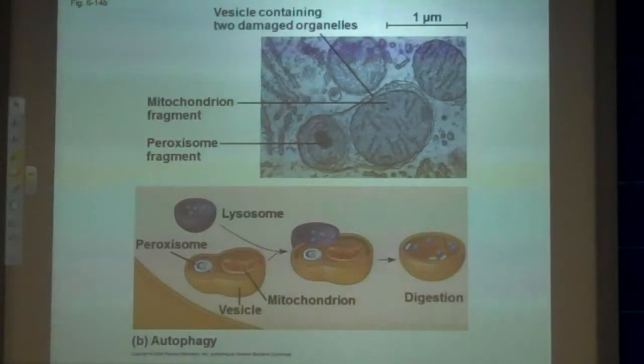Okay, so auto means what? Self. So, like when you're a baby, you have a tail in the womb. Well, you're not born with a tail, so your body has to digest it. Same with the webbing in between your fingers. So the cells digest that material right there. So that's autophagy because you're eating yourself. Cool?